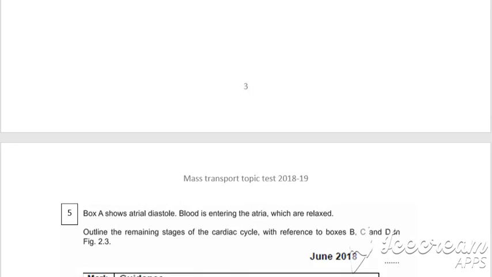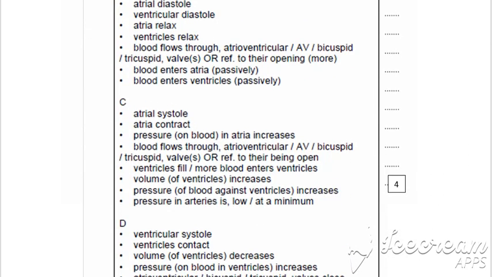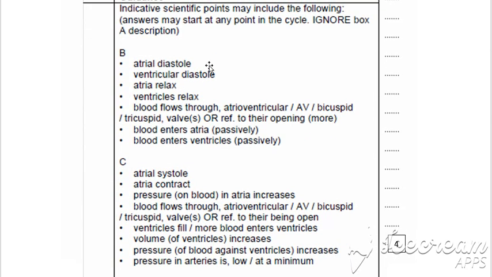So the mark scheme is looking for 4 of the points. For B, you need to mention that it's in diastole or mention that the atria and the ventricle are in diastole. The atria and the ventricles are relaxed and blood is flowing through the atrioventricular valve. Blood is entering the atria and it's entering the ventricles.